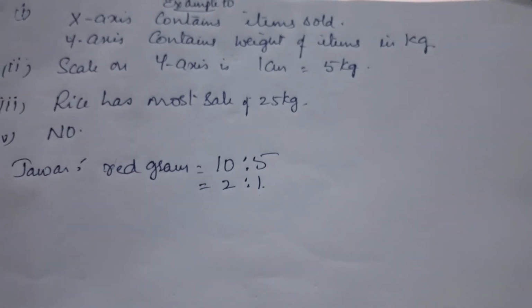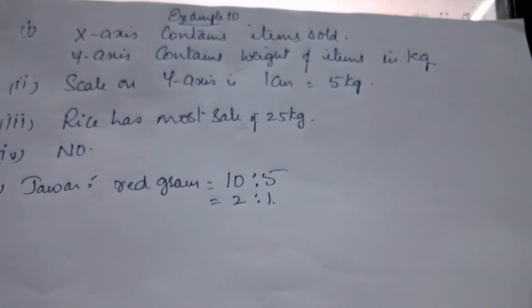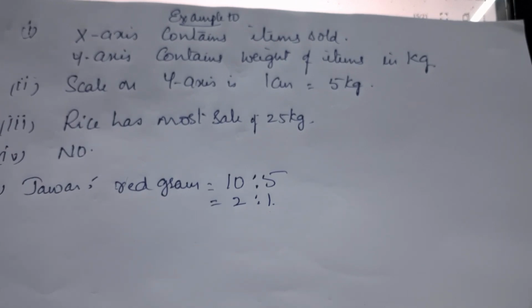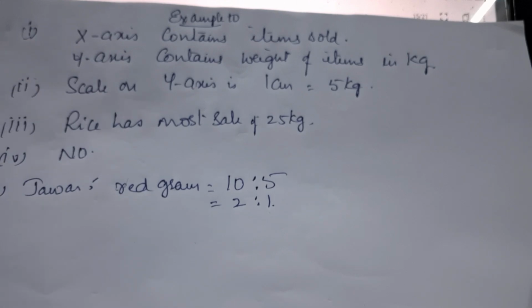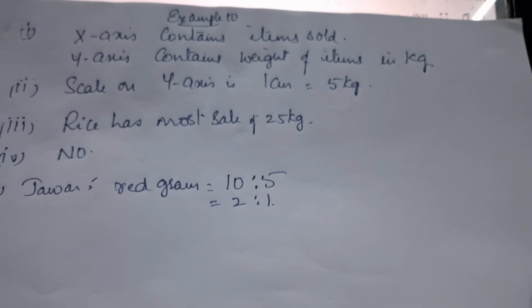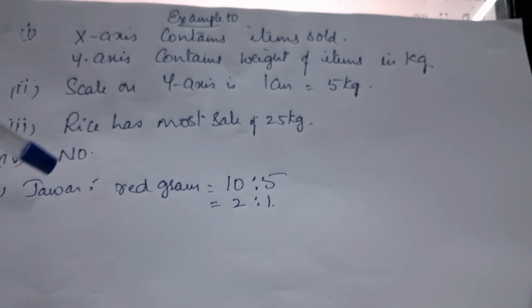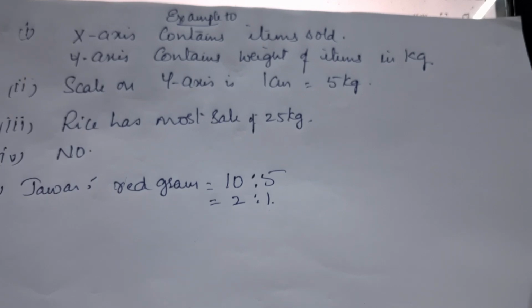First one, example 10. x-axis contains items sold and y-axis contains weight of the items in kg. And second question, what is the scale on y-axis? Scale on y-axis is 1 centimeter is equal to 5 kgs. And which has got most sale? Rice has most sale of 25 kgs. Is onion more? No, it is not more. Now the fifth bit, jawar is to red gram ratio 10 is to 5. That is 2 is to 1. I hope I am clear, children. This is about the 10th sum.